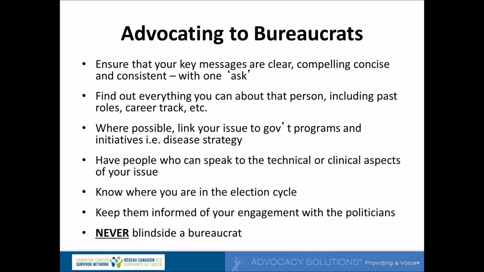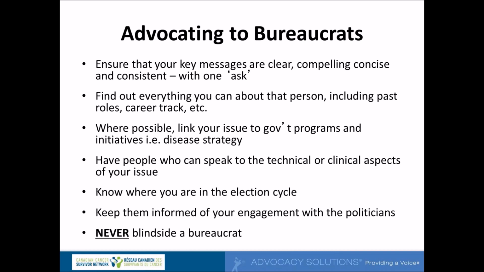But the last point there is the most important one of all. Never blindside a bureaucrat. Blindside meaning never go behind their back and do something that they don't know about. You can blindside a politician. We do it all the time. You don't do it frequently.